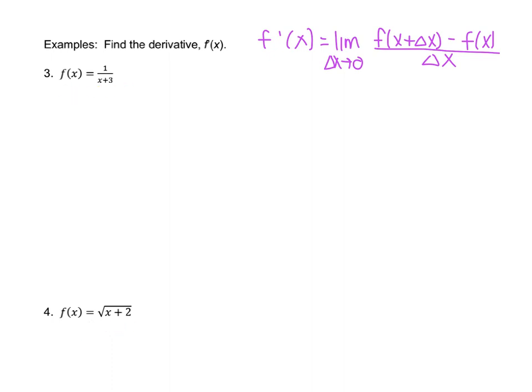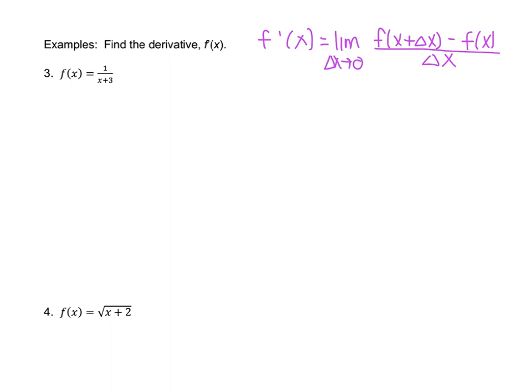So in the first video, we looked at using this limit process to find the derivative of a linear function as well as a quadratic. And now we're going to look at a couple of different types, so rational and square root, because we approach each one a little bit differently.